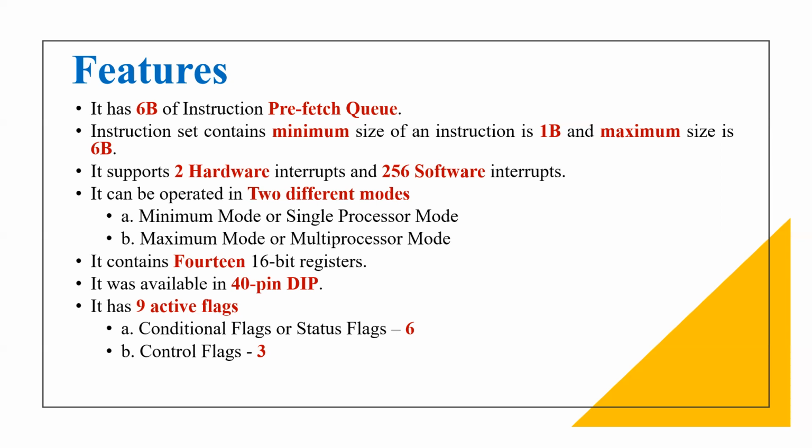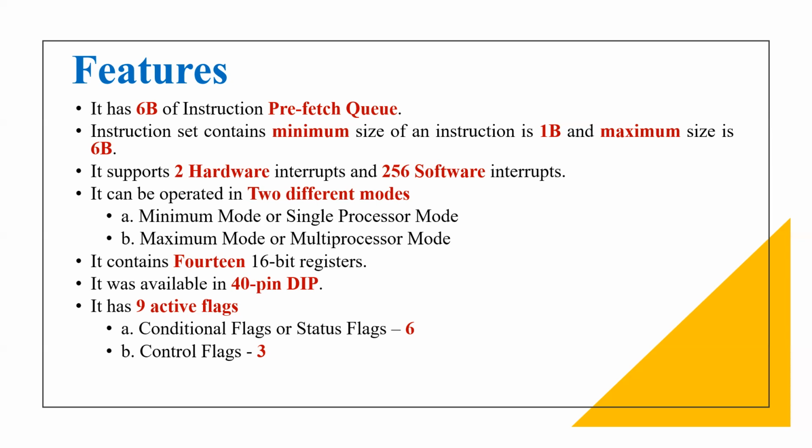And coming to the second one, 256 software interrupts. That means the interrupts are generated by execution of some dedicated instructions. For generation of these 256 interrupts, we use 256 instructions. The instruction looks like INT N, where the N value is from 00H to FFH. The 256 software interrupts are generated with the help of instructions INT 00H to INT FFH.